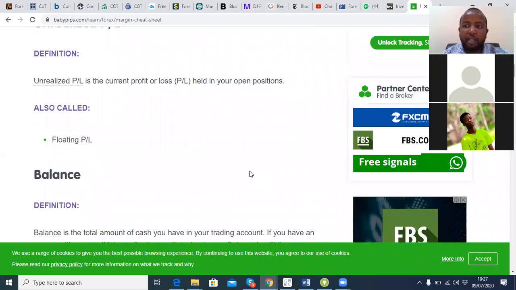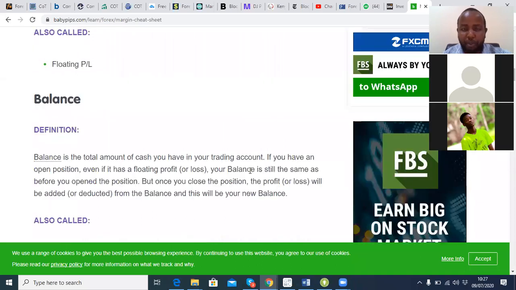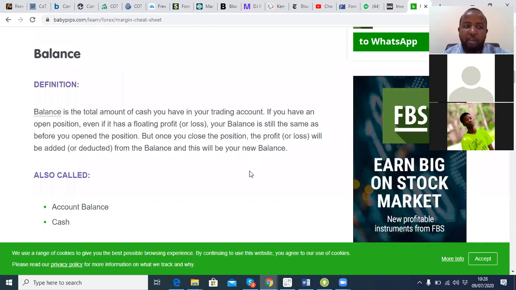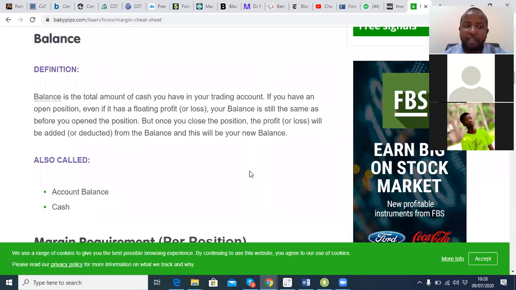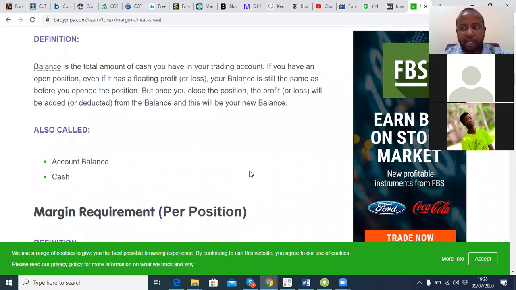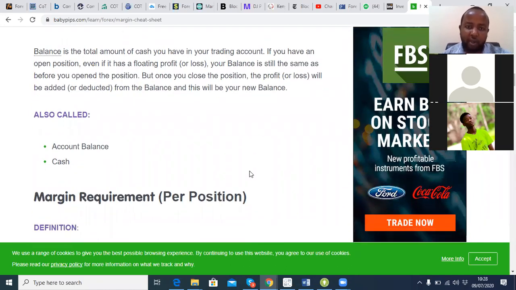So if you hear something like floating P&L, basically the trades are running positive or negative and they have not been closed. Then we have the actual balance, whatever you deposit in your account, the total amount of cash you have in your trading account. If you have an open position, even if it has a floating P&L, your balance still remains the same. The balance is never affected. So that's the account balance.